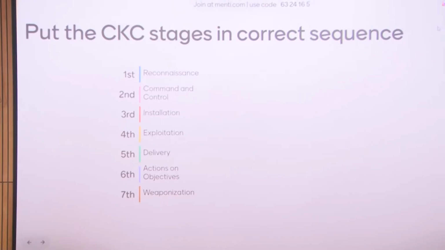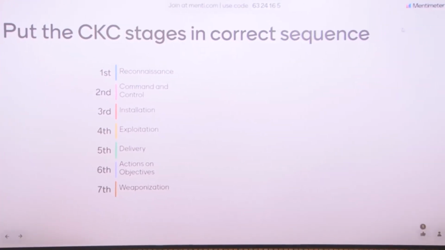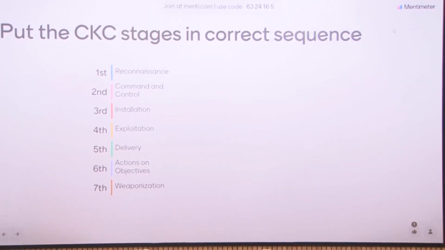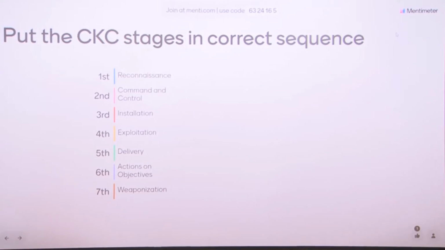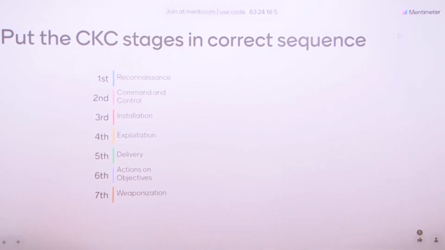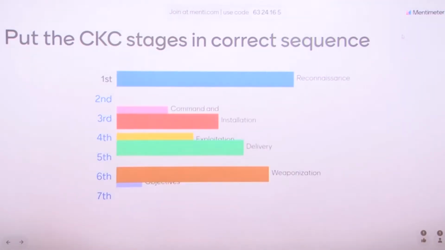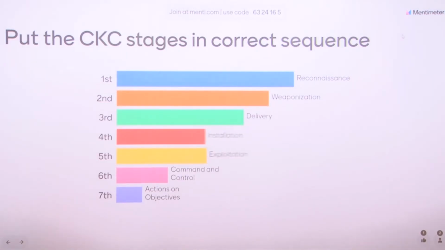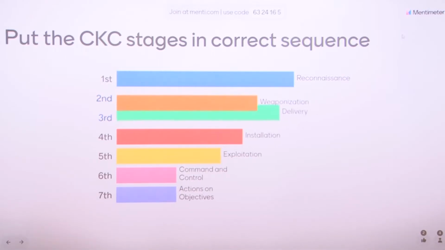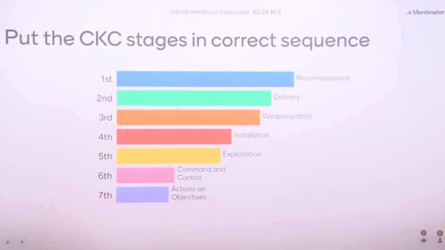So this is an easy one. Use your finger to push up and down and sort them in the order in which they appear in CKC. So these are the 7 stages of cyber kill chain. They are in a random order. So you have to basically push them up and down to put them in the right order. So I see there are not many responses yet.